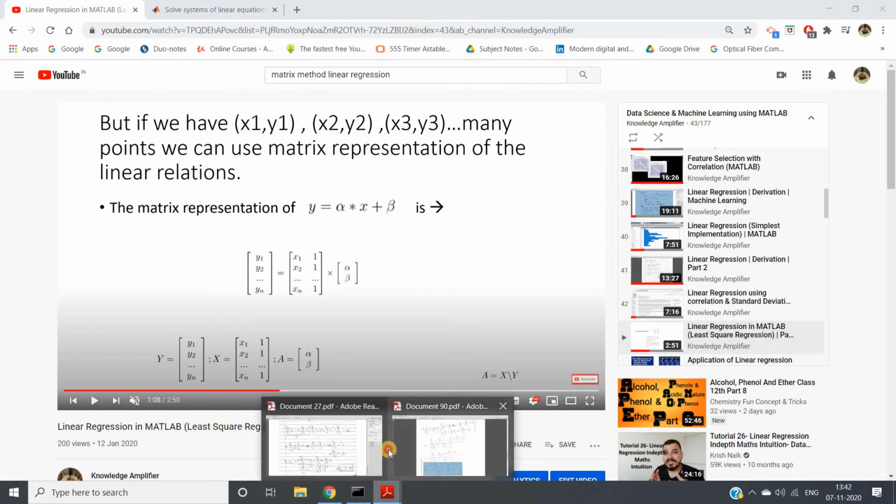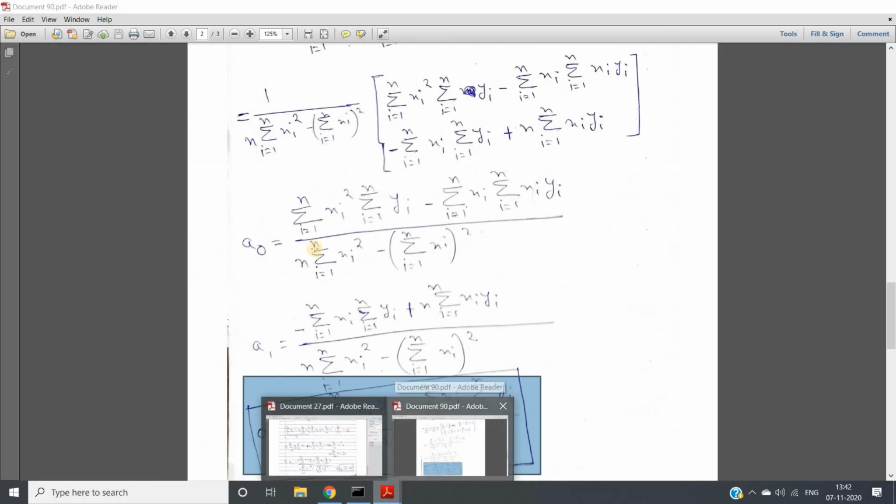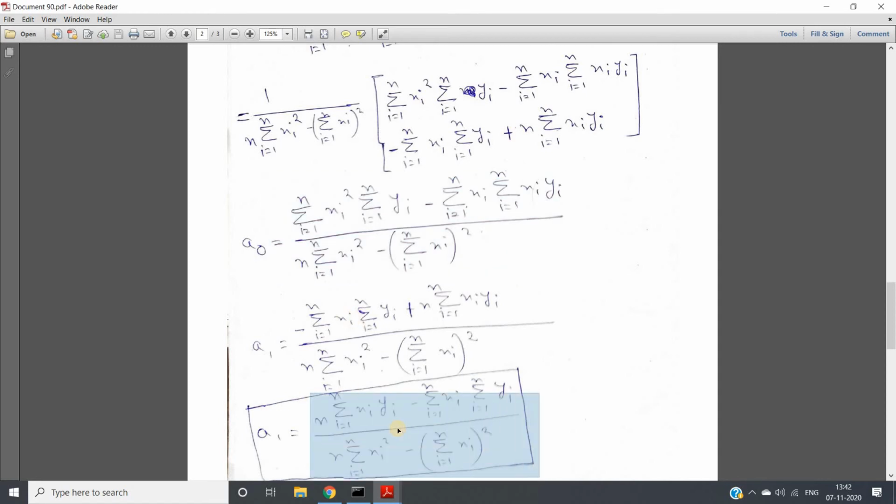So now coming to a0, what was our a0? We derived with the actual derivation a0 equal to y bar minus a1 x bar. Let's check whether our a0 value here, whatever we are getting, is matching with that or not. So let's put the a1 value, which is the same for both derivations, in this particular equation of a0.